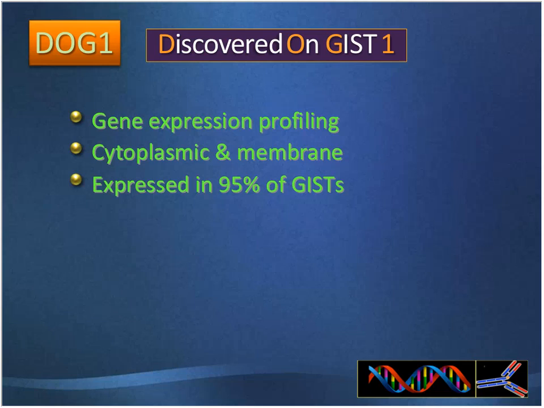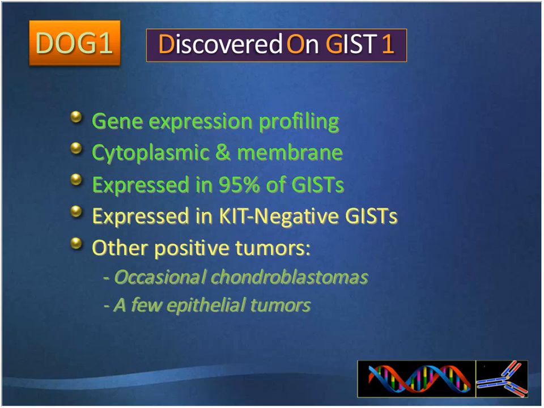It is expressed in a large number of gastrointestinal stromal tumors, more than 95%. The importance of this marker is that it is expressed in KIT-negative gastrointestinal stromal tumor, the ones which are related to PDGFR abnormality. Occasional other tumors could also be positive, such as chondroblastomas, and a few epithelial tumors which may actually be focally positive for this particular marker.